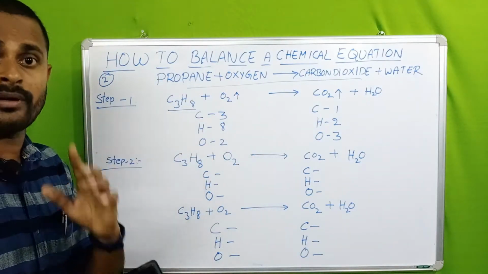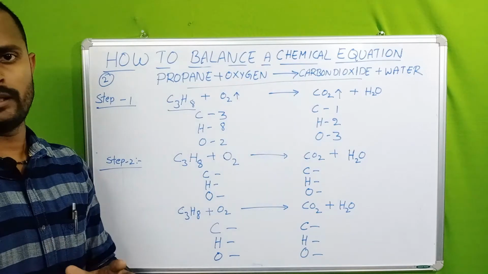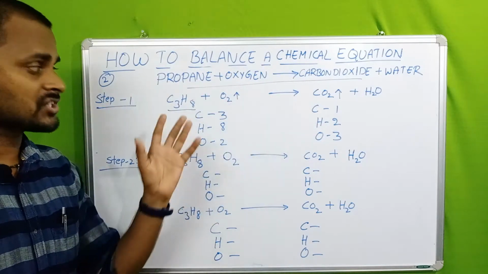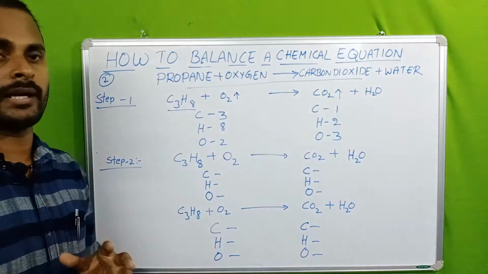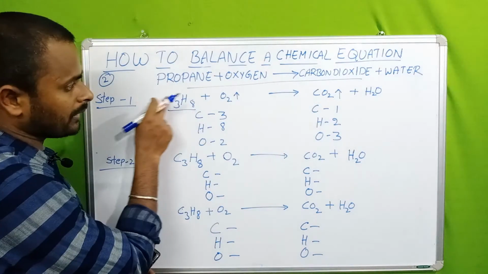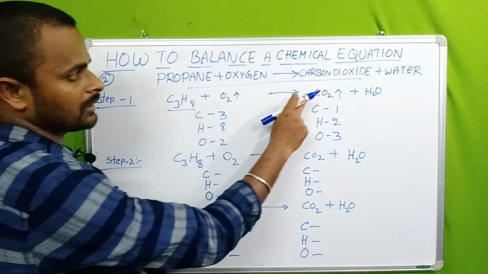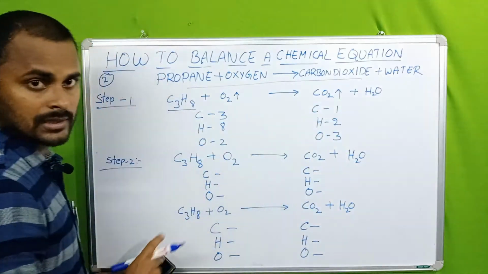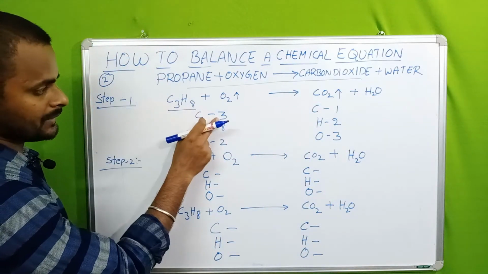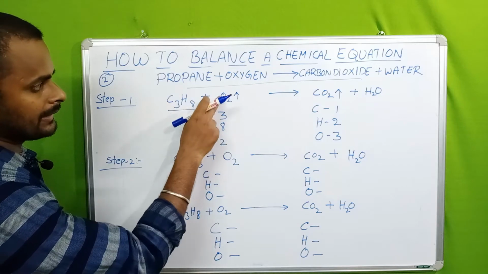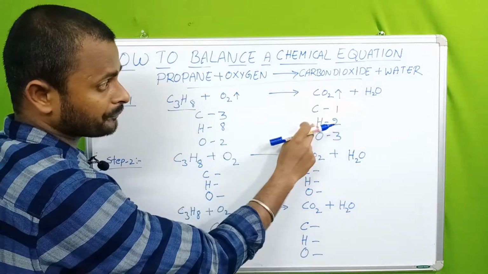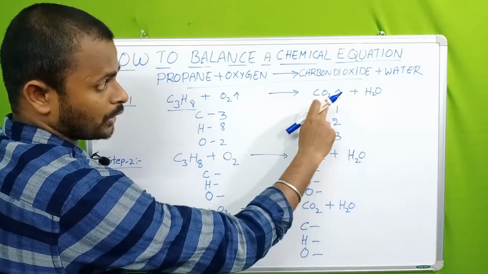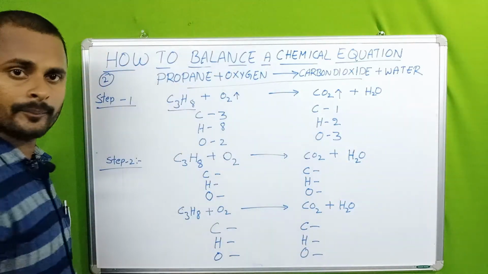First, step 1: you have to write the equation form. Then check how many atoms are on the reactant side and the product side. What are the atoms? Carbon, hydrogen, oxygen. How many carbons here? 3. Hydrogens 8 and oxygens 2. Here, carbons 1, hydrogens 2 and oxygens 2 plus 1, 3.